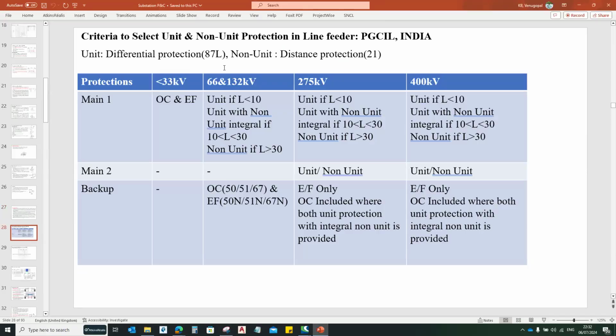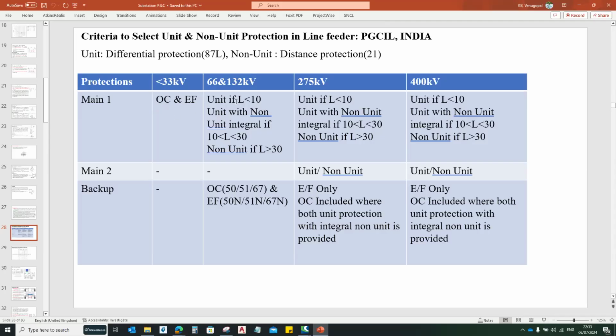Now come to this: how we select unit protection and non-unit protection based on the length of the transmission line. As I told earlier, up to 33 kV, that is for the LV switchgear design as well as the MV switchgear design, MV switchgear being 6.6 kV, 11 kV, and 33 kV, we use overcurrent and earth fault protection as the main protection, so there won't be any other backup. Whenever it operates, the relay will trip the circuit breaker in this 33 kV switchgear.